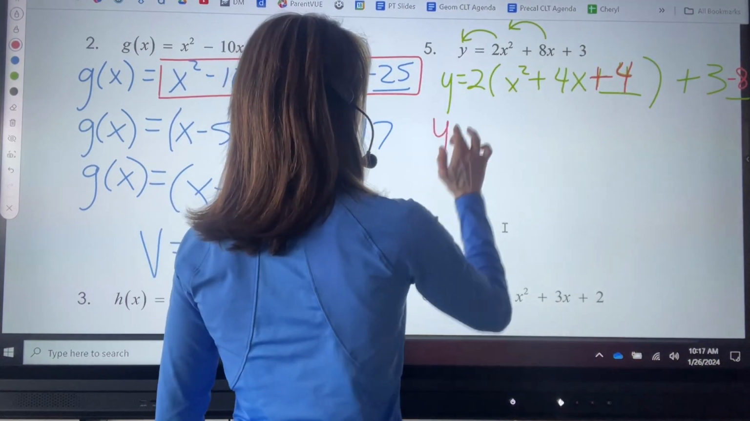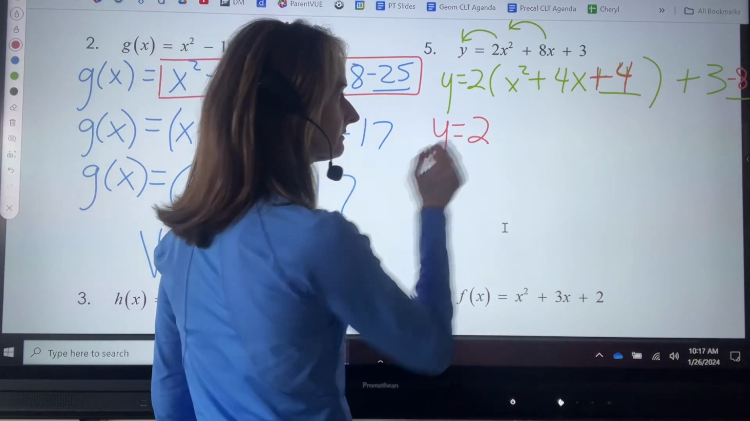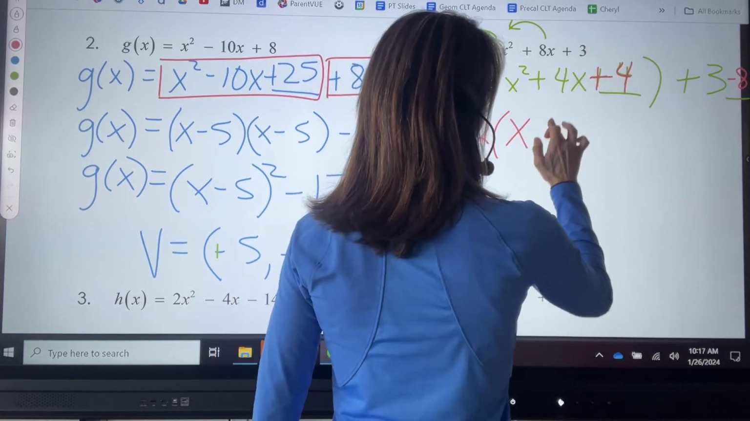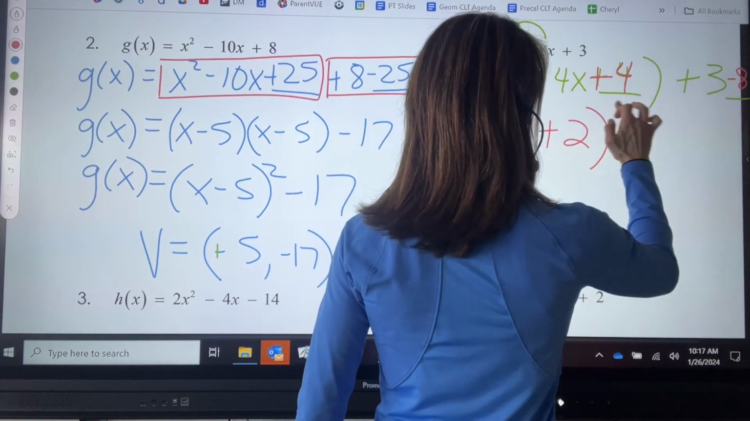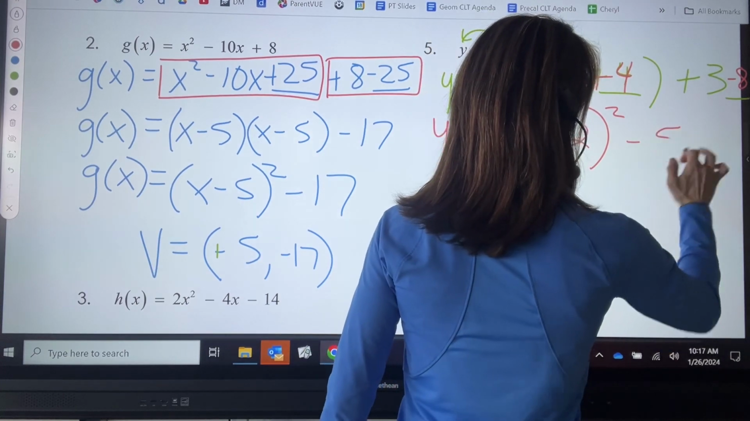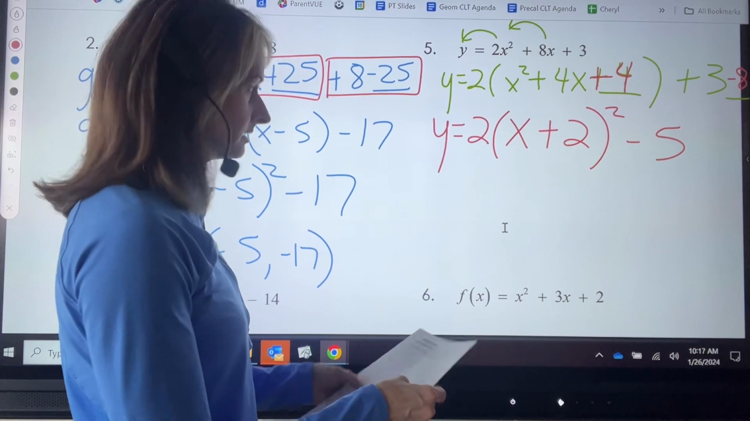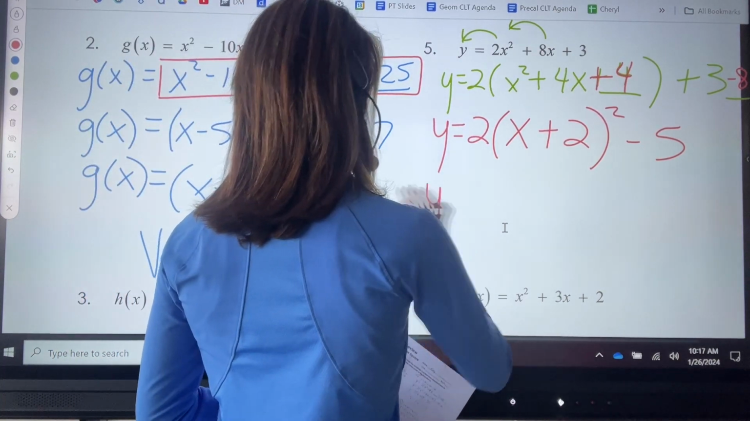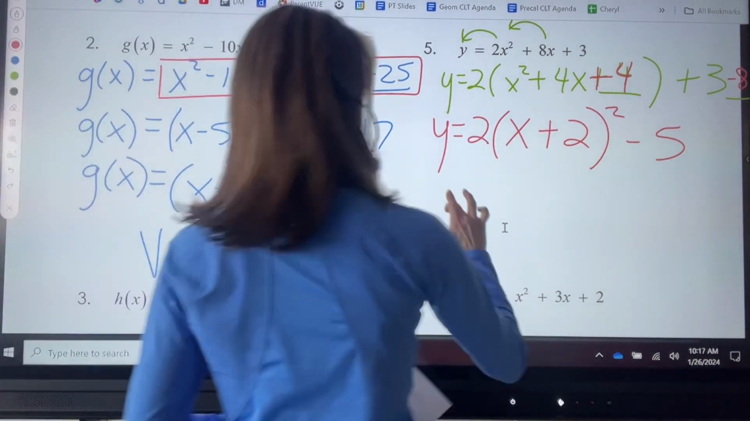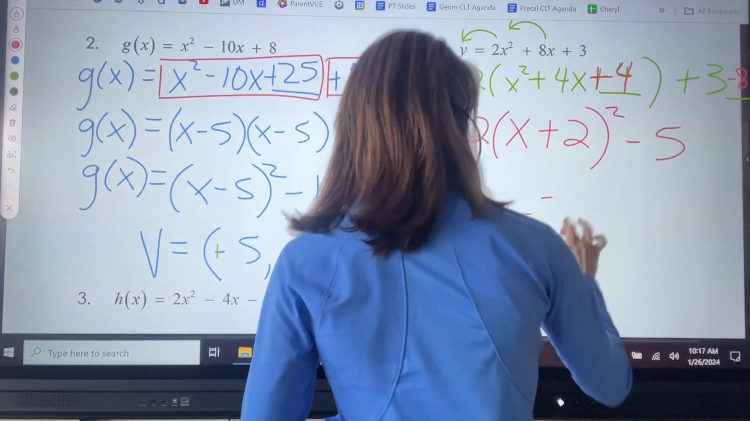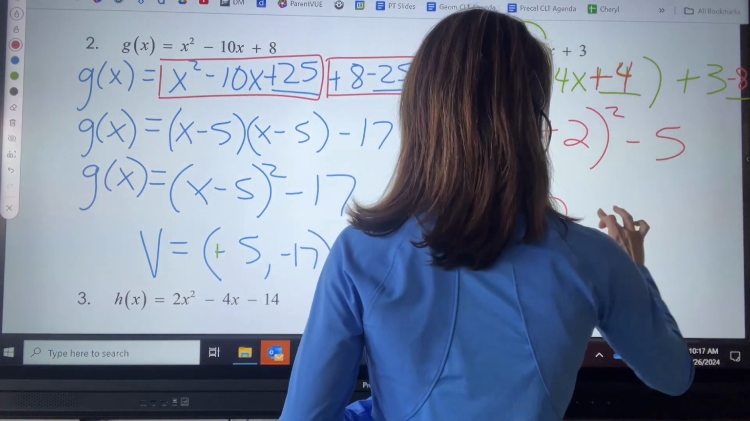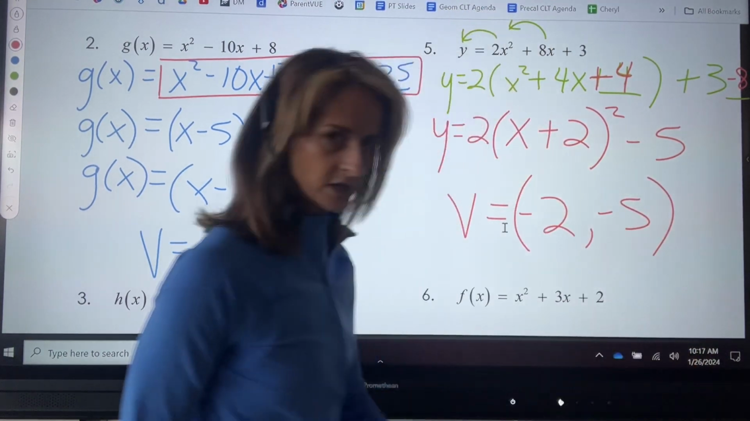Okay, so now we've got y equals, there's a 2 in front. I'm just going to write this as x plus 2, the quantity squared. Is that minus 5? Checking my work. The vertex is at (h, k), negative 2. Don't want to make a mistake, negative 5. Checking my work. We're good.